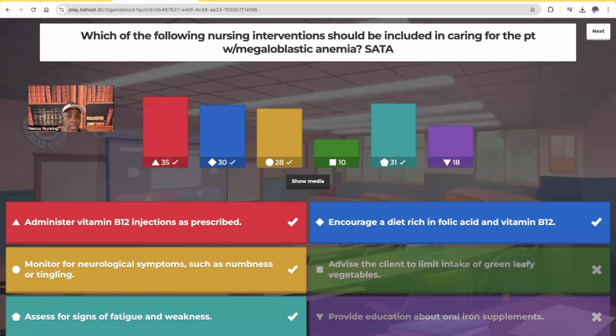Assess for signs of fatigue and weakness. Absolutely. And matter of fact, fatigue and weakness, this is a common symptom we see across the board with all of the different types of anemias. Absolutely. Provide education about oral iron supplements. False. Why? That would be for iron deficiency anemia. Again, we're talking about megaloblastic anemia. Make sure you know the difference between megaloblastic, iron deficiency, thalassemia major. There are more.